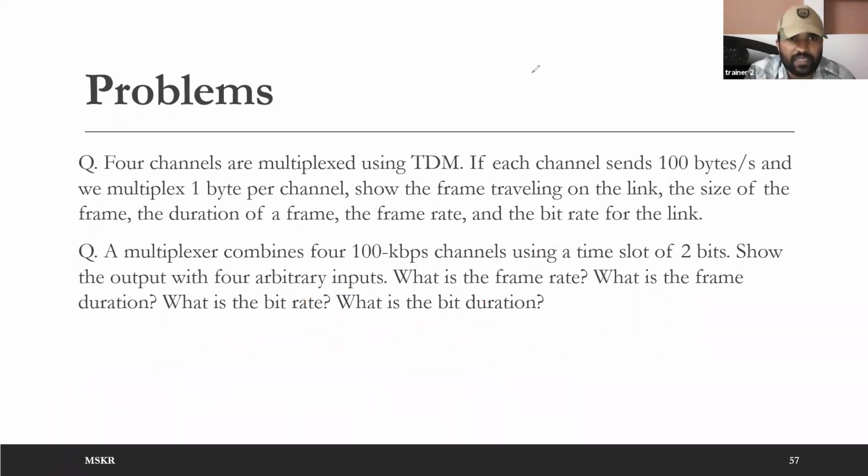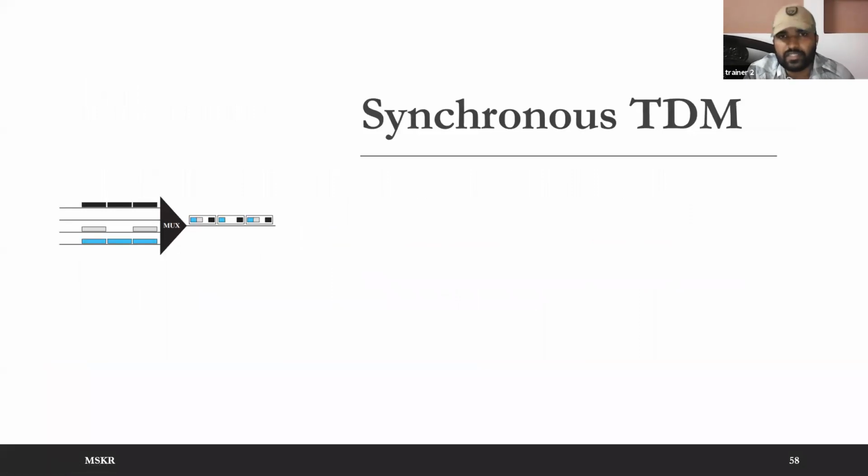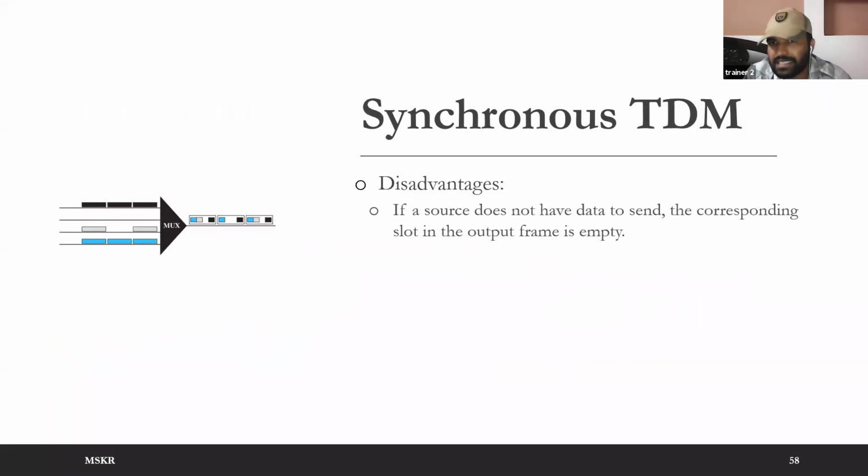Now let me finish the asynchronous TDM. Before that, the disadvantages of synchronous TDM are, if a source does not have data, if you look at this, in the second frame, as you can see, there are 4 users, A, B, C, D. As you can see, B is not sending anything at all. That means the slot of B will always be empty.